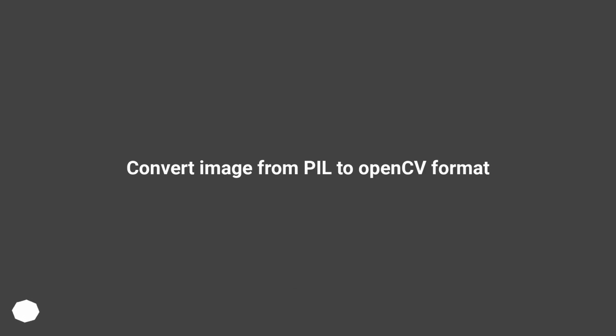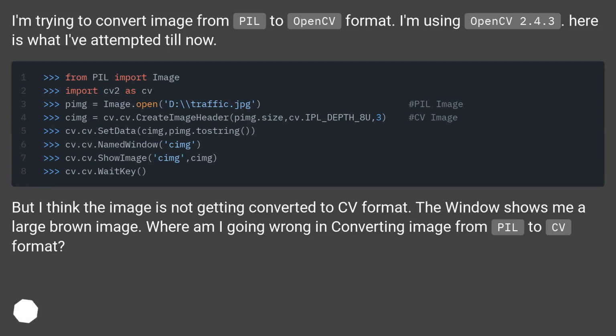Convert image from PIL to OpenCV format. I'm trying to convert an image from PIL to OpenCV format. I'm using OpenCV 2.4.3. Here is what I've attempted till now.